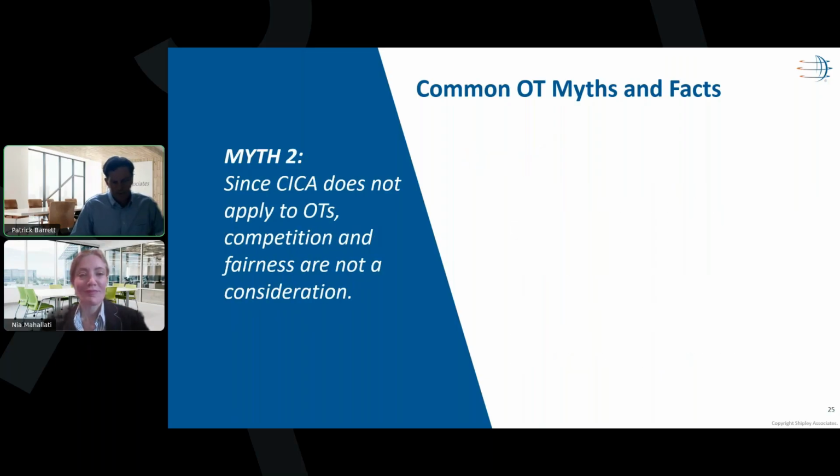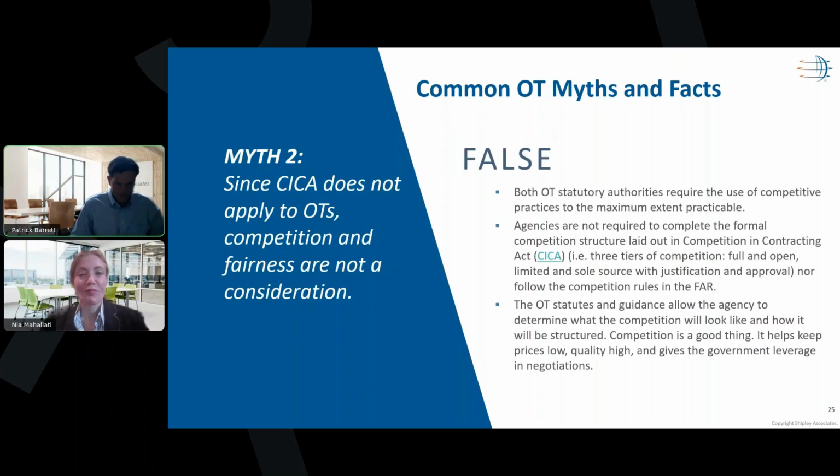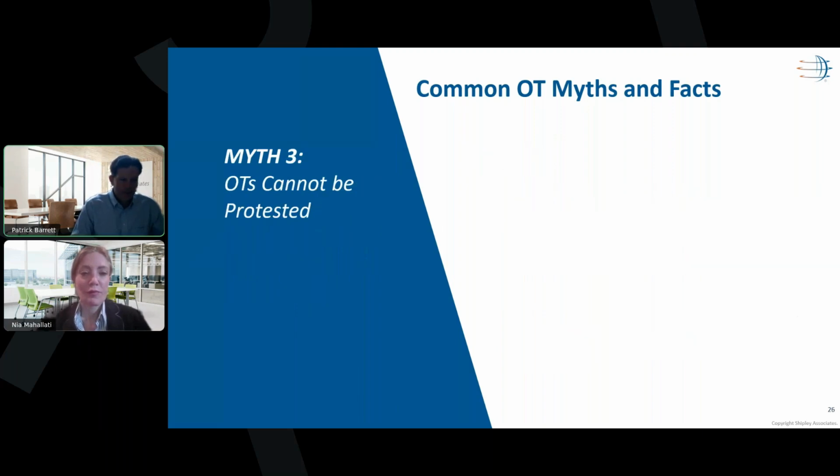All right, myth number two. I'm going to do a little spoiler alert. I guess I could have done a better job of true or false, but the answer is false. The Competition and Contracting Act does not apply, so a lot of people think competition and fairness are not considerations. That's false. The OT law and authorities still require competitive practices. There are still rules and regulations around competition and fairness. So it's not just that I can select whatever company I want to select. You still have to go through some standard guidance, but it is much more streamlined than it is with a FAR-based contract.